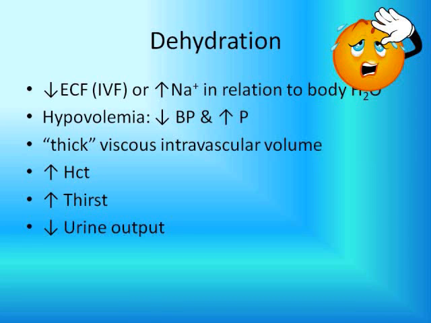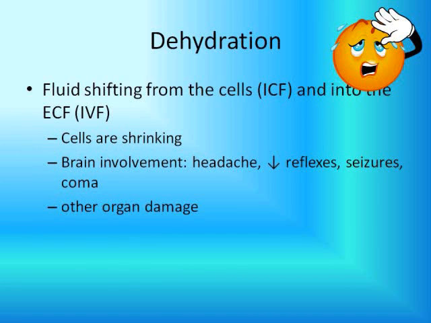So there's increased concentration of the red blood cells, and we measure that with a hematocrit. Increased thirst, decreased urine output, because the body is trying to replenish the fluid, and it's trying to retain whatever fluid it's got. There's fluid shifting from the cells and into the blood vessels. Now, cells are shrinking because they're dry. We're losing fluid. Once the brain becomes involved in this, we'll see headaches, decrease in reflexes, seizures, coma, and other organ damage.